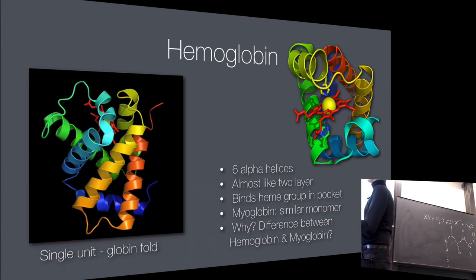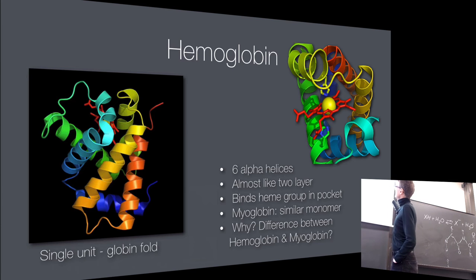Hemoglobin, if you look at the single unit of it, has, I think, six alpha helices. And then you need very special amino acids, typically a histidine on each side, that are pointing into this region where you're binding this entire heme group. So the heme group is typically not covalently bound, but it's very nicely stabilized as part of the protein.